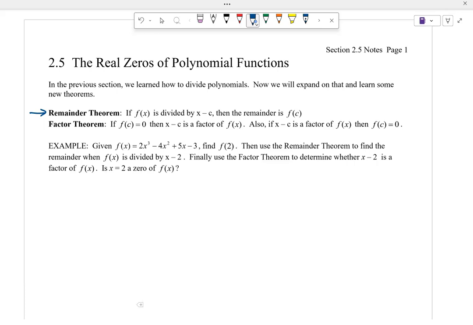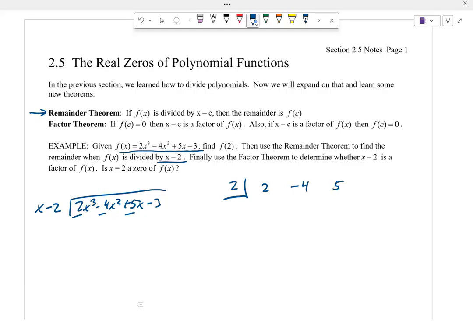let's take this first one, f of x here. Let's divide it by x minus 2. So let's take this 2x cubed minus 4x squared plus 5x minus 3. Let's divide it by x minus 2, but let's go ahead and do it with synthetic division. So I got the 2, negative 4, 5, and negative 3. And let's see what we get here.